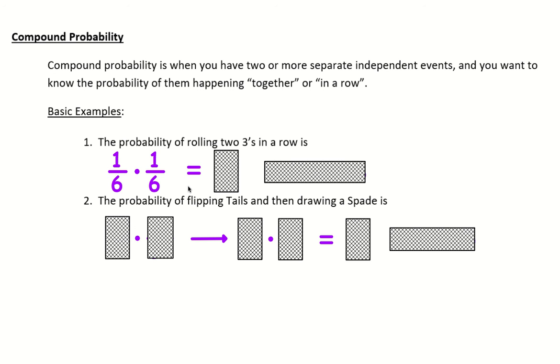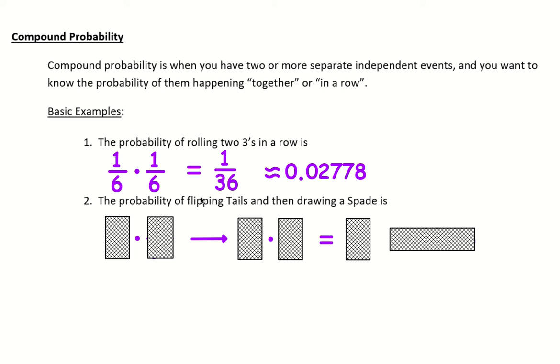You multiply the separate fractions. Okay, that is what you do when there's separate independent events and they each have their own separate probability, and you want to figure out the likelihood of all these things happening in a row, you multiply all the separate fractions. I hope you remember how to do that, multiplying fractions.